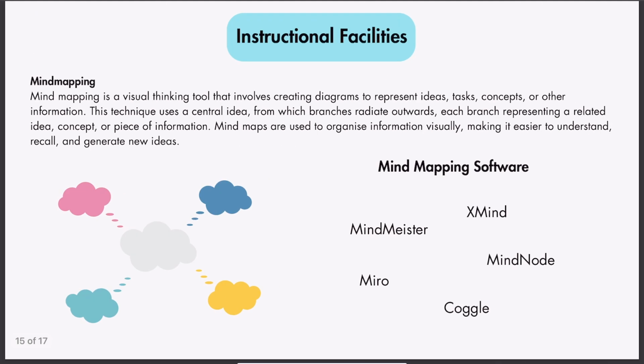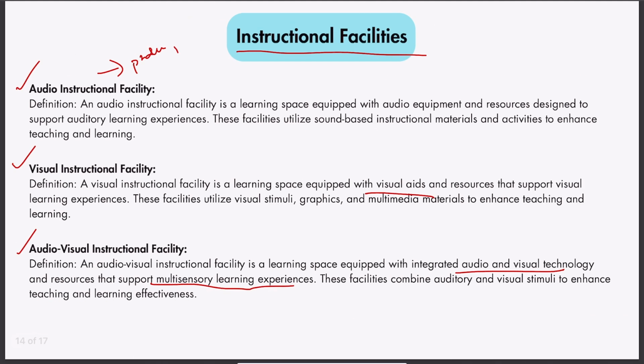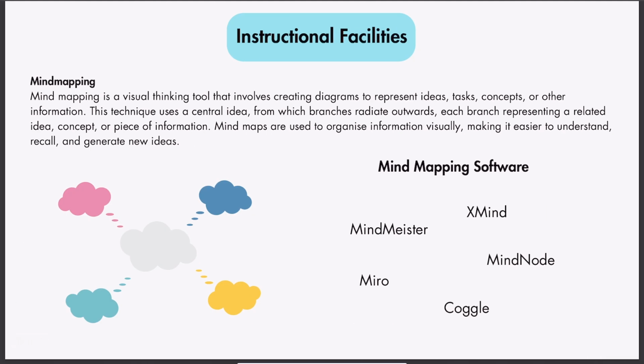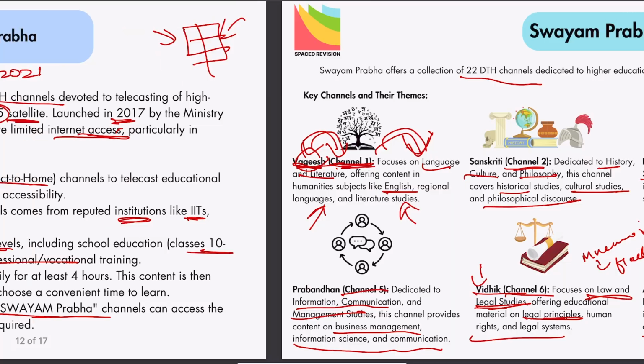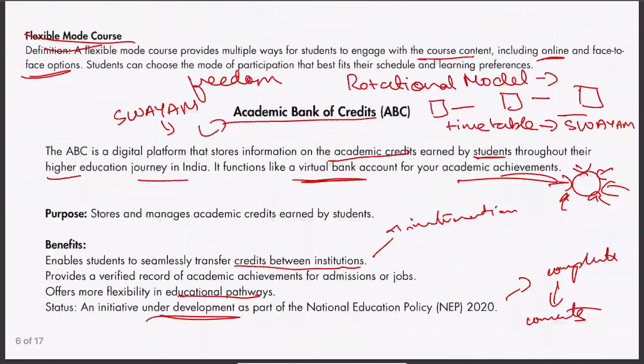So let's go through what the instructional facilities are. But before we go to that, let's also understand the mind map because it comes under visual instructional aid. So a mind map is a visual thinking tool that creates diagrams to represent ideas, tasks, concepts, and I'm like a huge fan of mind maps because I use them for everything. I'll just give you a quick example.